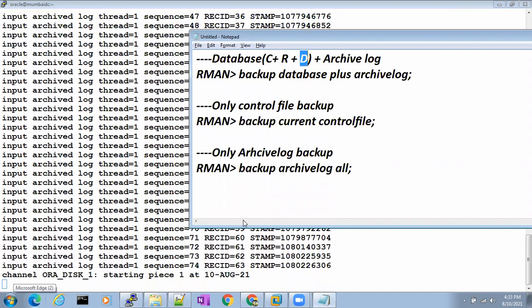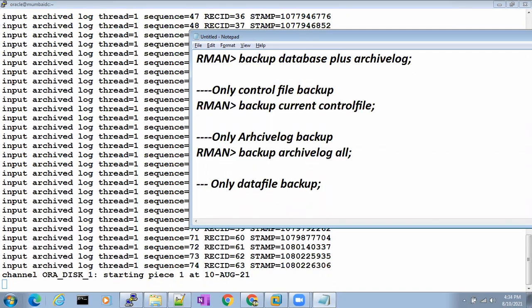Now, how to take data file backup? How to take only specific data file backup? Only data file backup: backup data file. No. Backup data file, single quote, path. You have to give the path: /prod/db name. In our case, it is ICICI.